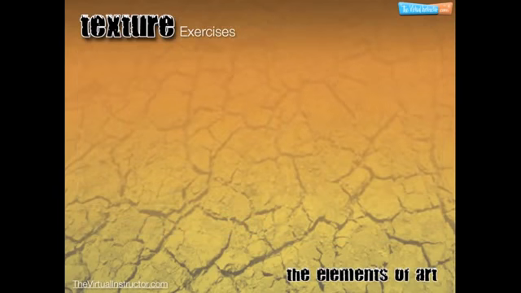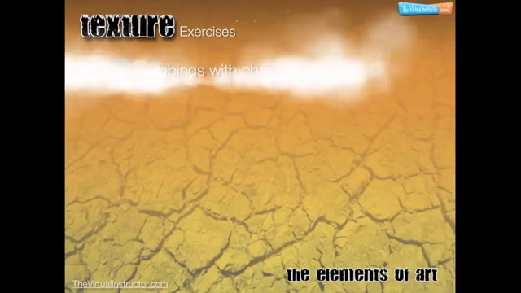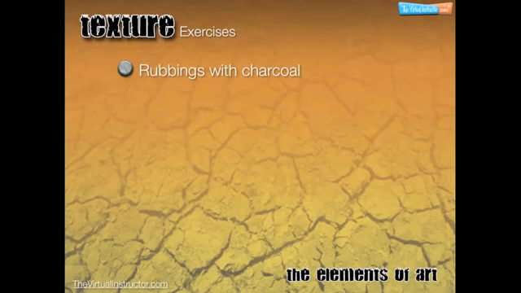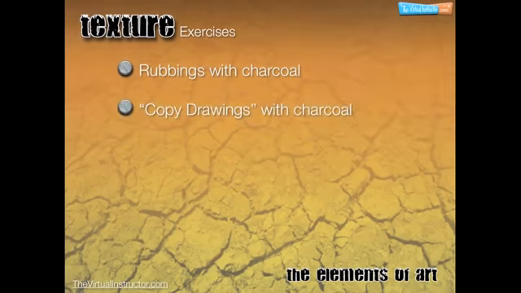Here are a few texture exercises. Create a few rubbings with charcoal on newspaper using textures underneath the paper to create the rubbings. Next, look at those rubbings and create copy drawings from them using charcoal. Try to copy the rubbings as closely as possible.